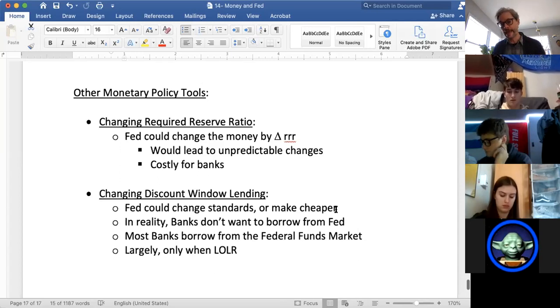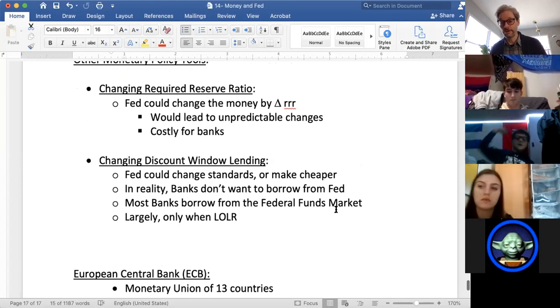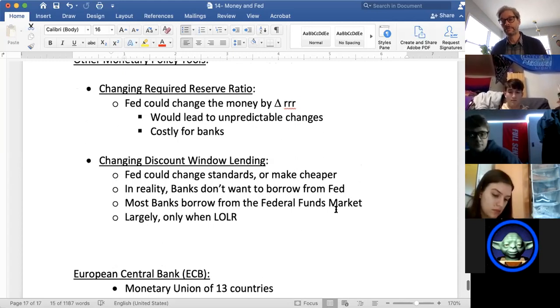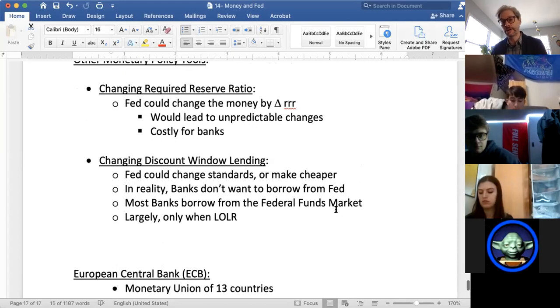As I said, every country has its own central bank. One interesting central bank for us to spend a minute or two thinking about is the European Central Bank. The European Central Bank is really the bank of the euro, right? So all of the European countries that are in the euro area have adopted a single central bank that manages their single currency, the euro. And so there's 13 different countries in the European Central Bank.